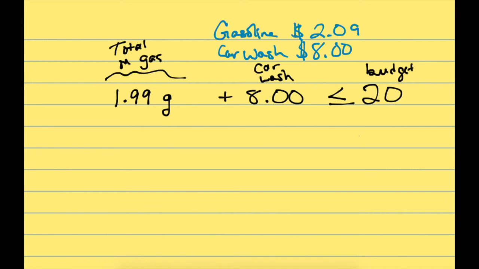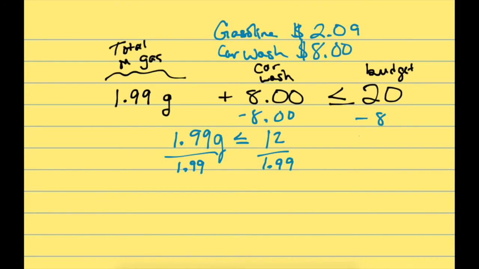So now we want to solve this inequality to find the possible number of gallons of gas we can get. We subtract 8 from both sides. That gives us $1.99 times g is less than or equal to 12. If we divide both sides by 1.99, we find that we can get up to, but no more than, 6.03015 gallons. So we can get just a little bit more than 6 gallons of gas before we run out of money.